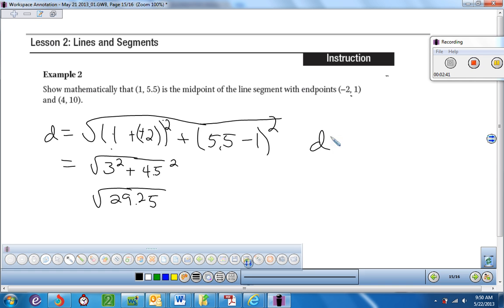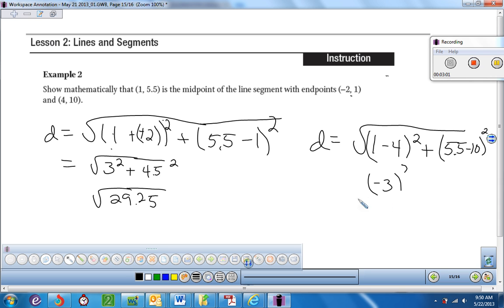Now, for it to be the midpoint, it also has to be the same distance from here to here. So let's do 1 minus 4 squared, and then we're going to do plus 5.5 minus 10 squared. So we end up with 3 here. Okay, we're going to square that. Okay, then we have 5.5 minus 10, which is going to be negative 4.5, but then we're going to square it.